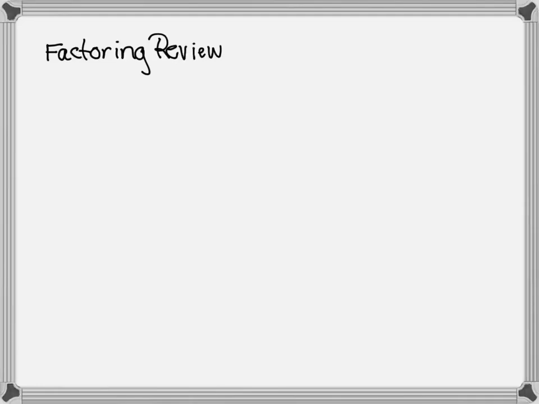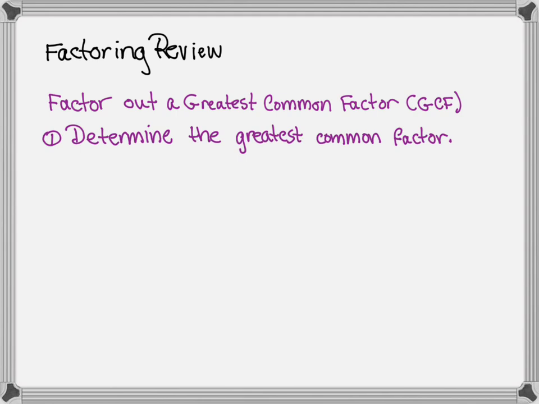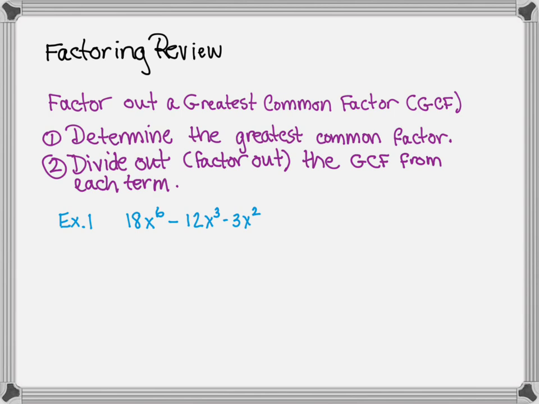We're going to start a review of factoring, and we'll start this review by factoring out a greatest common factor, or a GCF. So when factoring out a greatest common factor, we'll determine the GCF, and then we'll divide out or factor out the GCF from each of the terms. So for example, 16x to the 6th minus 12x cubed minus 3x squared.